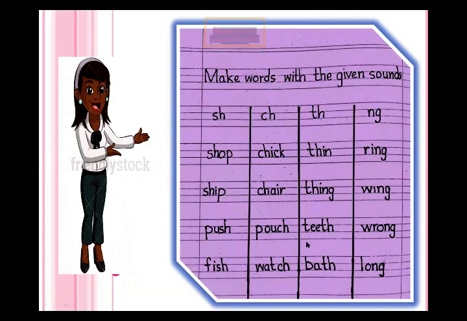This one is like sha: shop, ship, push, fish. Cha: chick, chair, pouch, watch. Tha: thin, think, teeth, bath. Ing: ink, ring, wing, wrong, long. These are words with the given sounds.